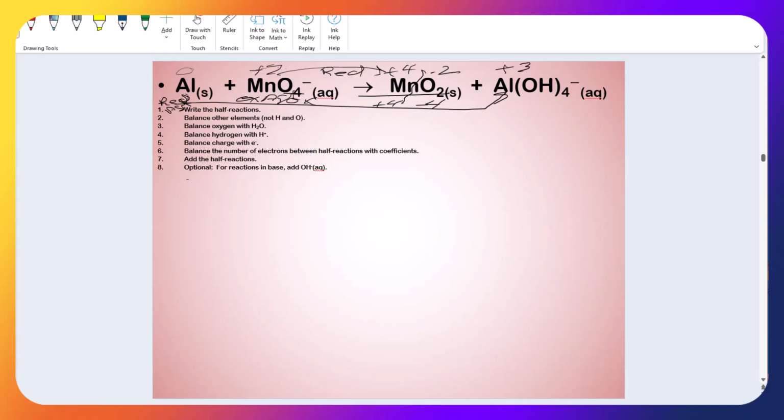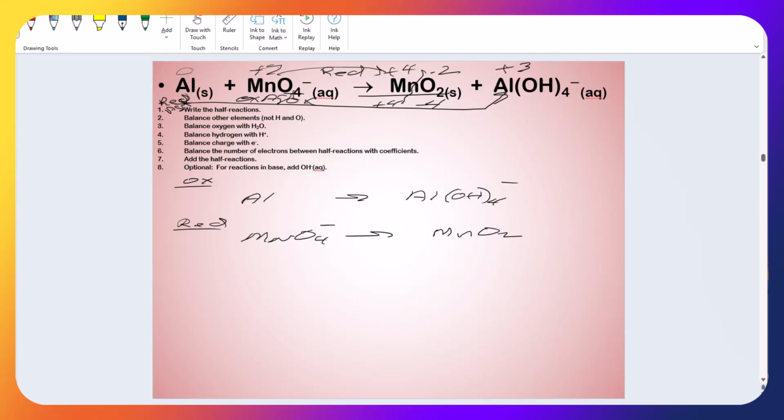Okay, well, let's write the half reactions. The oxidation half reaction is going to be our aluminum, and our aluminum is going to this tetrahydroxy aluminum anion. Okay, and then the reduction half reaction, this guy right here, that's permanganate, MnO4 minus to MnO2.